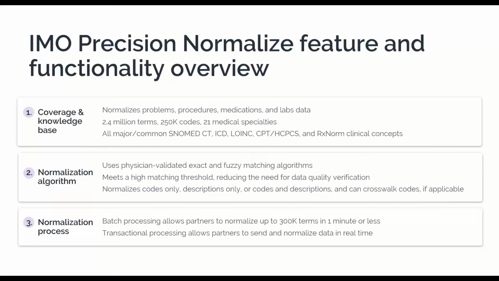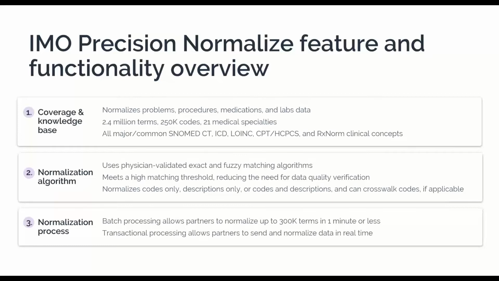The second is the algorithm, and like the concept database, IMO has been building matching algorithms for many years. The IMO Precision Normalize algorithm has been developed on top of up-to-date technology, specifically the Elasticsearch engine. It has been tuned and validated by physicians, and this is also really a differentiator because we believe that machine learning alone will not get us to where we want to be in terms of matching. There is a very high probability that it will match any given data to one of our term synonyms and not need human review, thus reducing the manual effort for our clients. It can normalize only codes, it can normalize only descriptions, and any combination of the two.